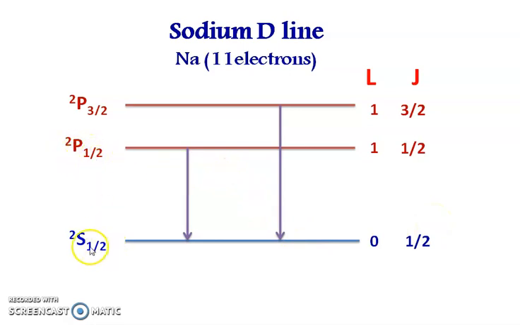The transitions from 2p 1/2 to 2s 1/2 and from 2p 3/2 to 2s 1/2 are both possible. These two lines we call the D1 and D2 lines. D1 has a wavelength of 5890 Angstrom, and the D2 line, from 2p 3/2 to 2s 1/2, has a wavelength of 5896 Angstrom. This is how we come to the conclusion that when an electron jumps from a higher state to a lower state, it has to satisfy the rules known as selection rules.